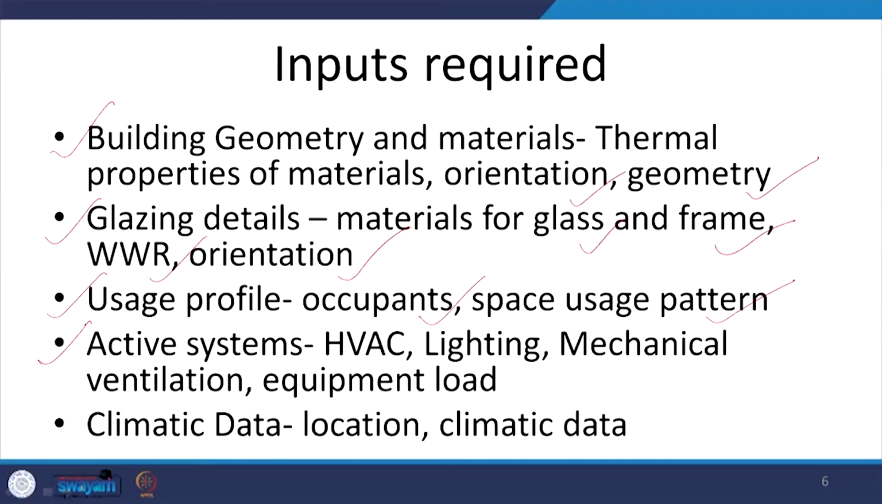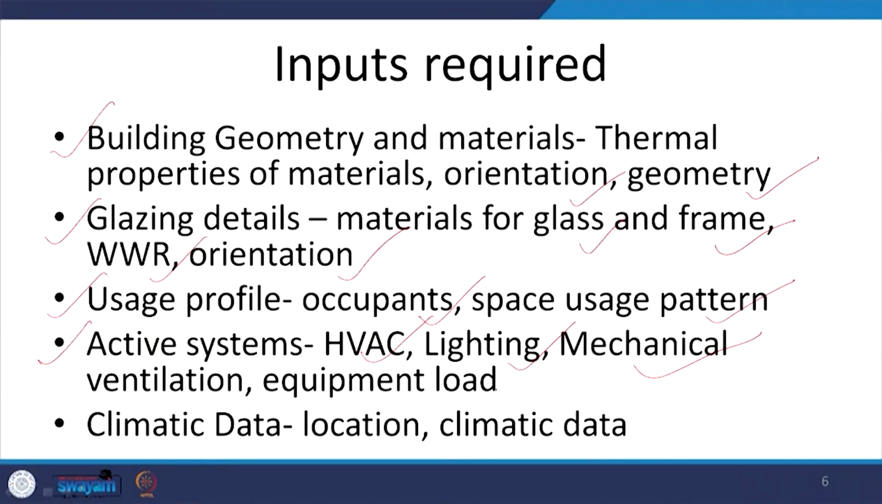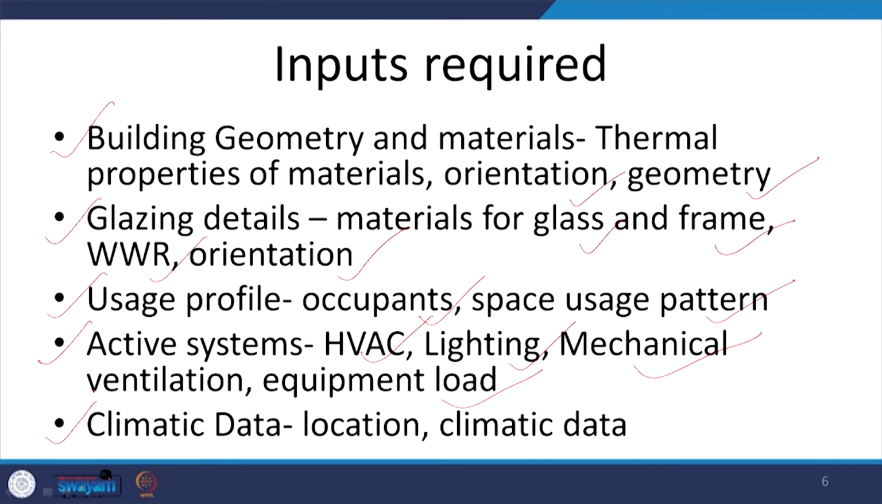The next is active systems, where we talk about the different components of HVAC, their efficiencies, their performances. We talk about the lighting systems, where we talk about how much wattage the lighting systems consume, what type of fixtures these are, what is the illuminance level for each of these fixtures. We also talk about the mechanical ventilation, we talk about the equipment load, which is going to contribute towards the internal heat gain. And in addition to all these, we also talk about the sensors and controls as part of the active systems. And last, but probably the first thing to be procured as input data, is the climatic data.